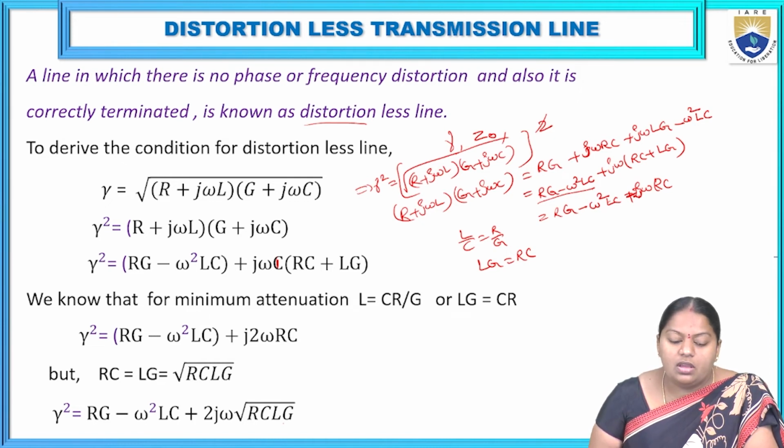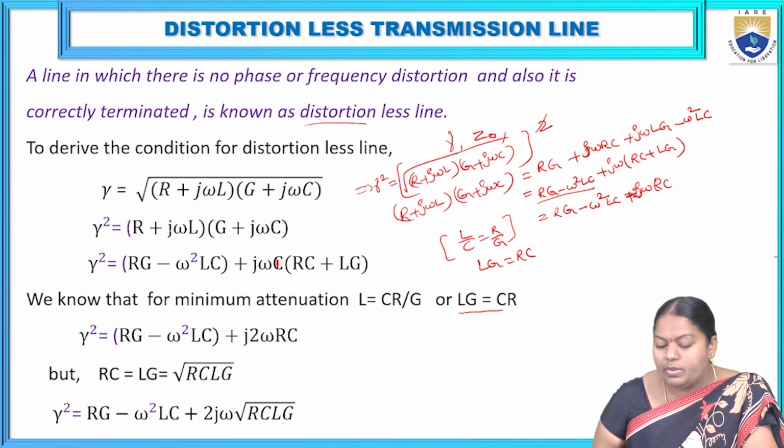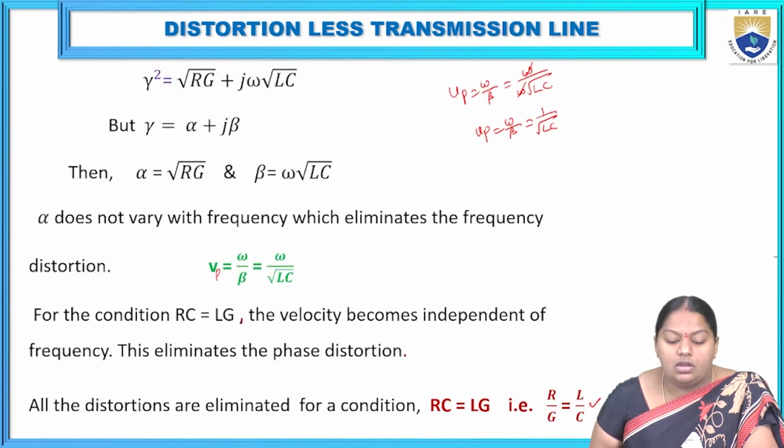To get the condition, we first consider the distortionless transmission line. The first condition is L equal to RC by G, or LG equal to CR, and this is from L by C equal to R by G. Now if you replace L by C by R by G, then gamma is the root of R plus j omega L into G plus j omega C, and by squaring on both sides and comparing real and imaginary terms, alpha becomes root RG and beta becomes omega root LC.